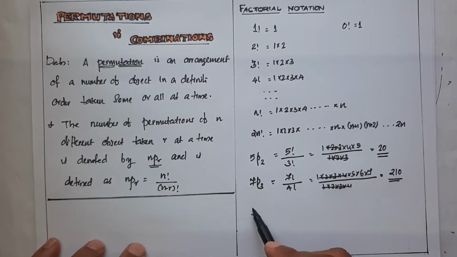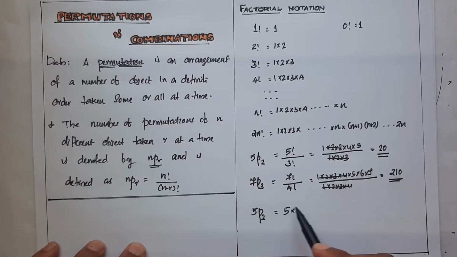For 5P2, after selecting it, the lower digit is 2. Starting from 5, multiply 2 digits in reverse order. That is, 5 and the number before it in reverse, 4, multiplying 2 digits backwards. That is 5 into 4, and we get the answer 20. That's all. That is a shortcut for finding nPr.